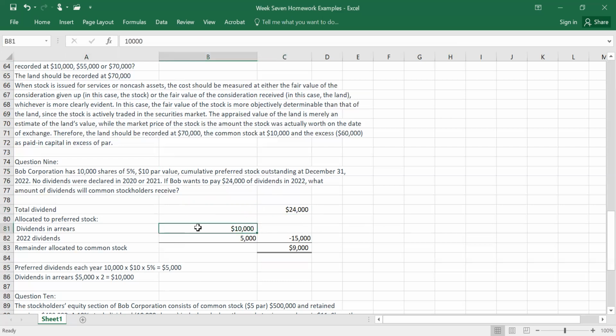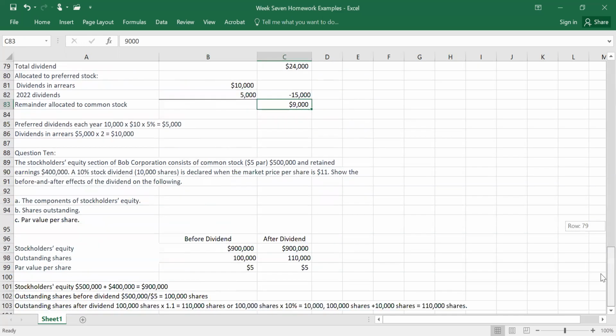The dividends in arrears, we have 2 years we didn't pay, right? We didn't pay 20, we didn't pay 21. So we've got 2 years. So that $5,000 preferred dividend each year for 2 years would be $10,000. Then we have the 2022 dividends, which again, we figured out, would be $5,000. If we add that together, it's $15,000. So 24,000 minus 15,000 leaves us 9,000 that can go to the common stockholders.